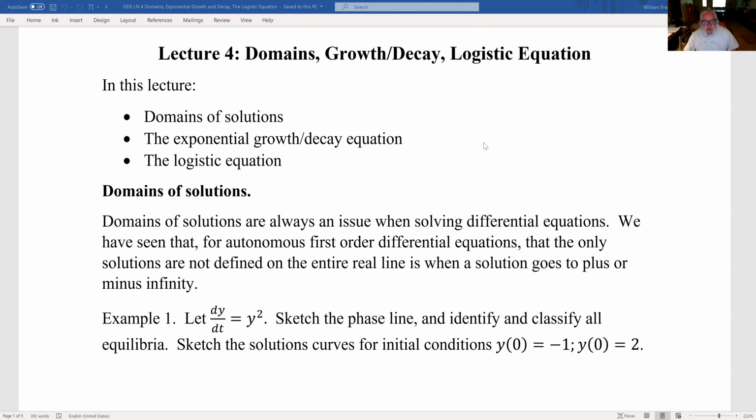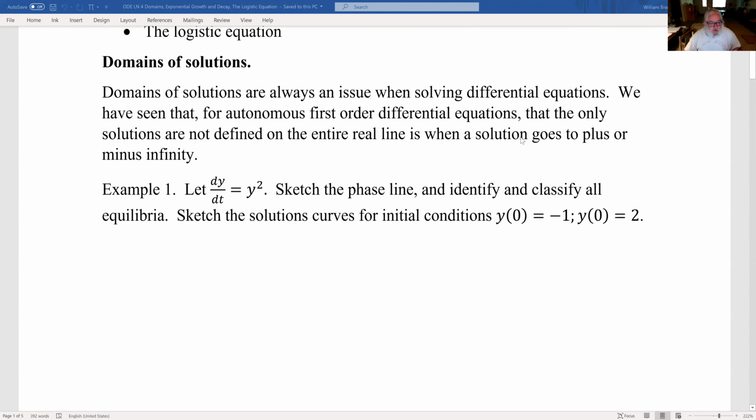Okay, lecture 4: domains, growth and decay, and the logistic equation. We're going to talk about domains of solutions, which are a complicated problem, exponential growth and decay, and the logistic equation.